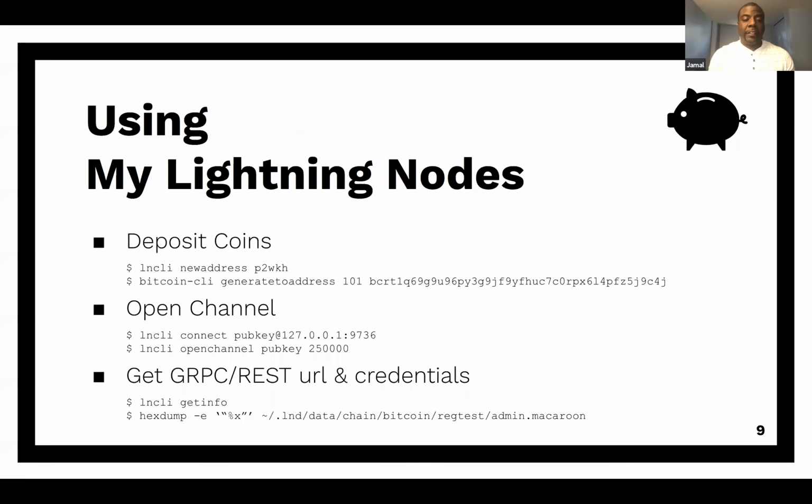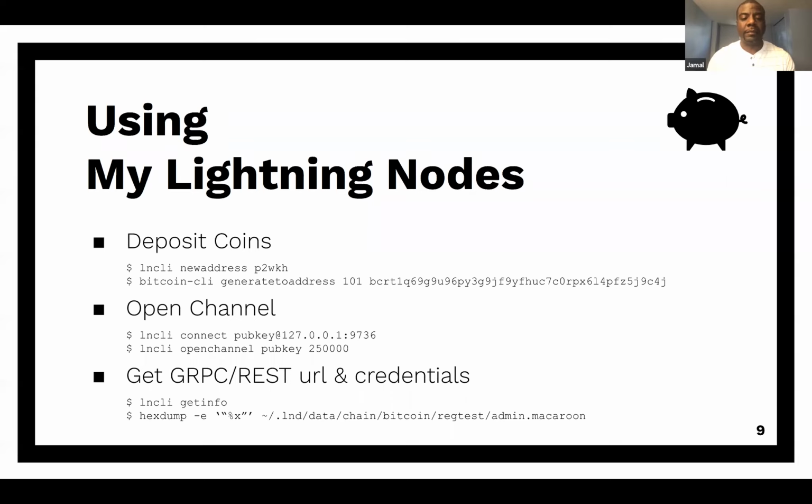So once you've got the nodes set up, obviously you have to interact with them. So again, primarily you're at the command line. You're getting a new SegWit address in order to deposit coins into your node. So using lncli, you get a new address. And then using bitcoin-cli, you can mine blocks to that address or send coins somehow.